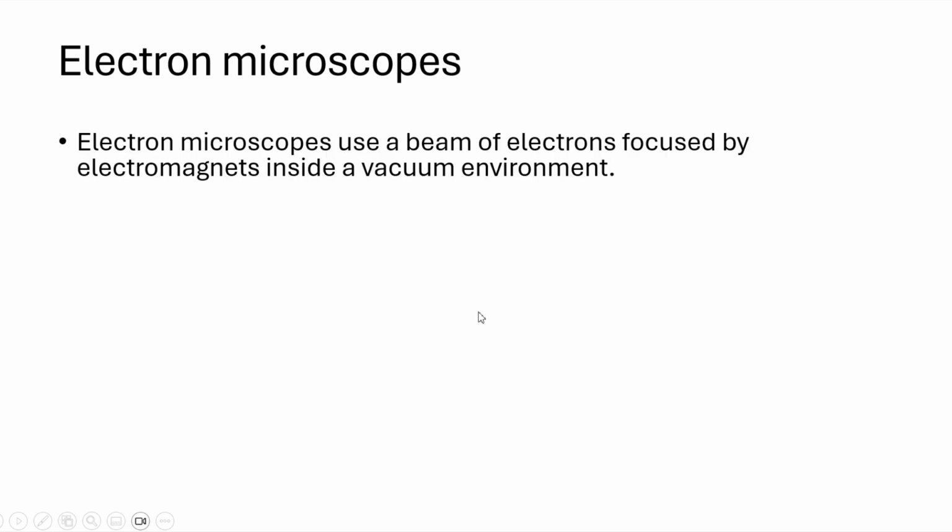Electron microscopes use a beam of electrons. So they're not going to use light anymore.